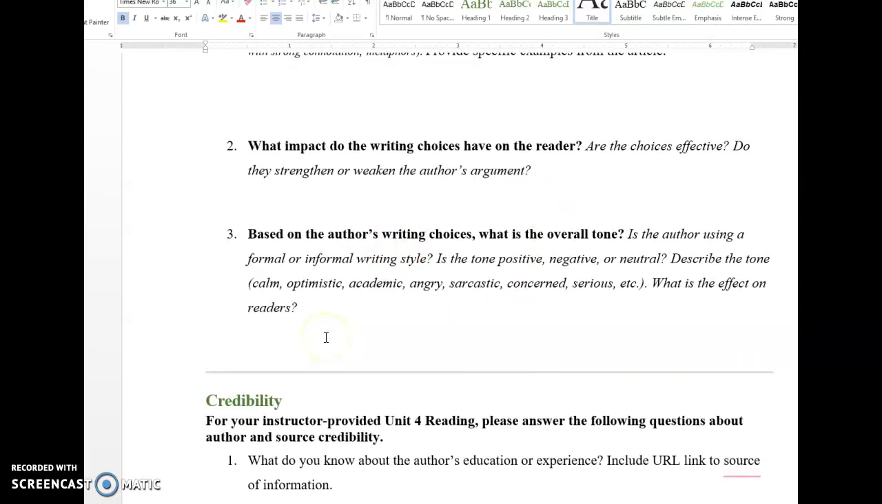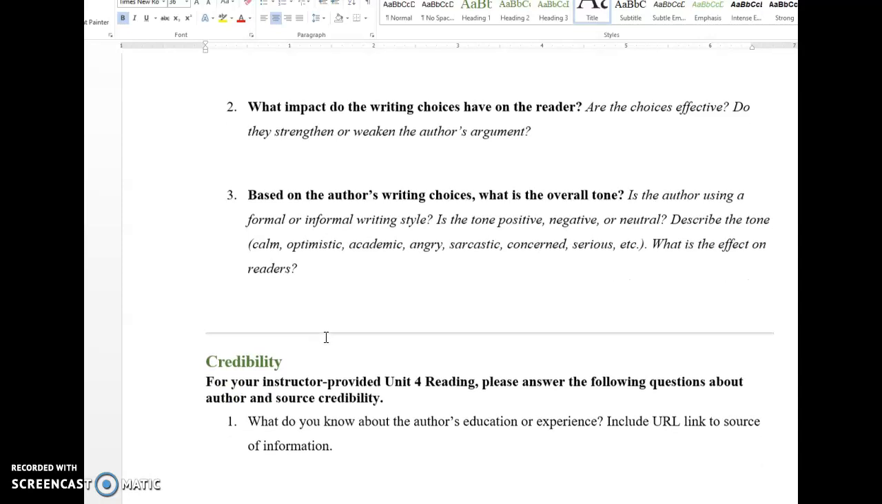This question asks you to determine the overall tone. And remember, there's an article about tone, and I've linked that in the announcement that gives you some example words that would work for tone. So if you want a list of words to choose from, that tone article can help you with that.